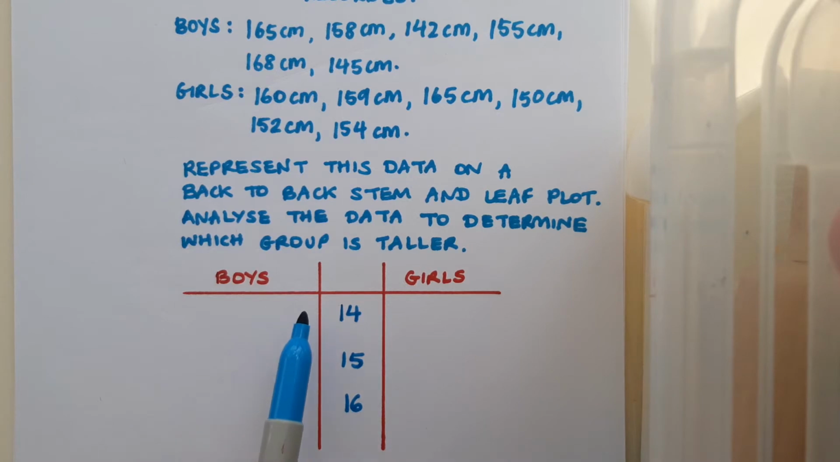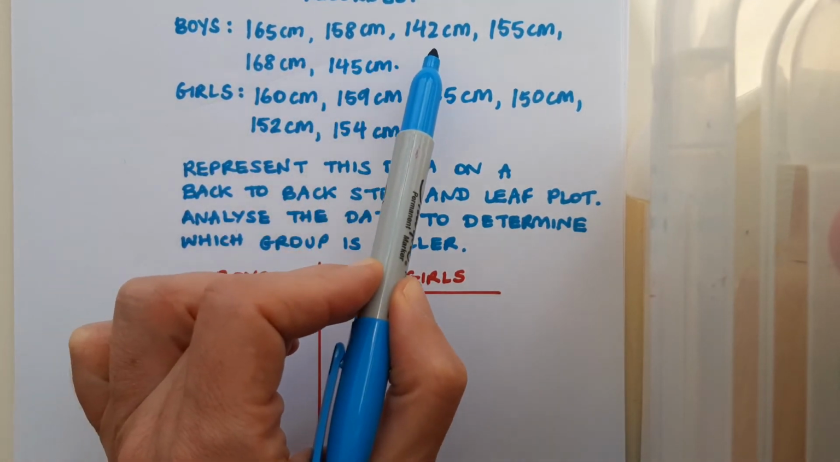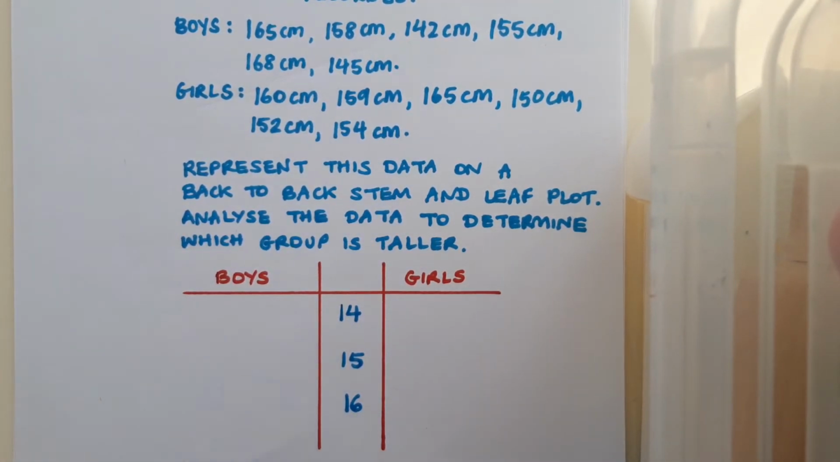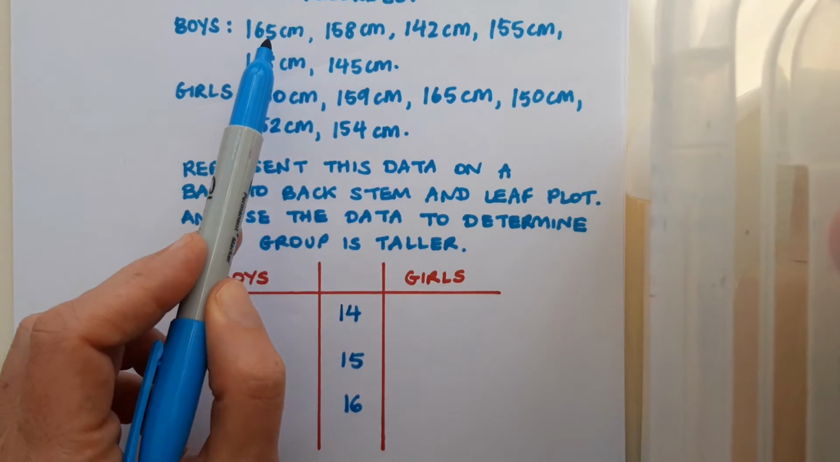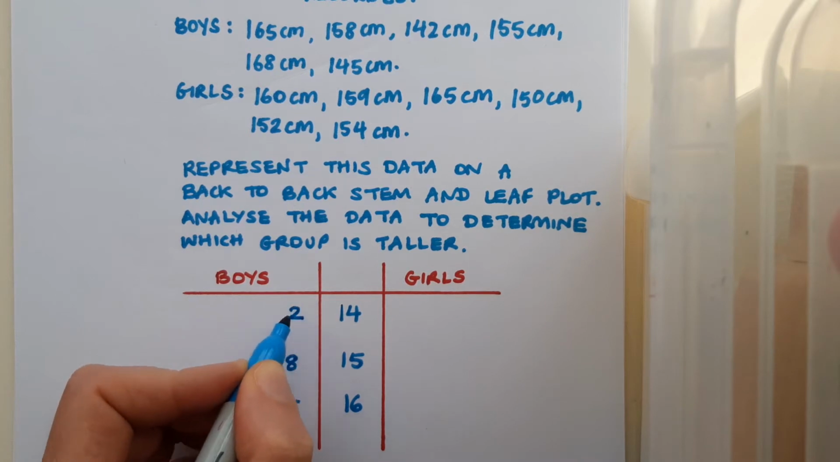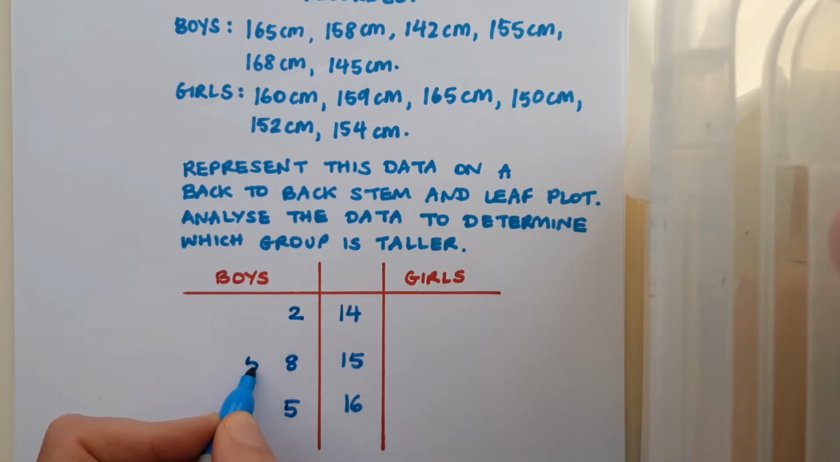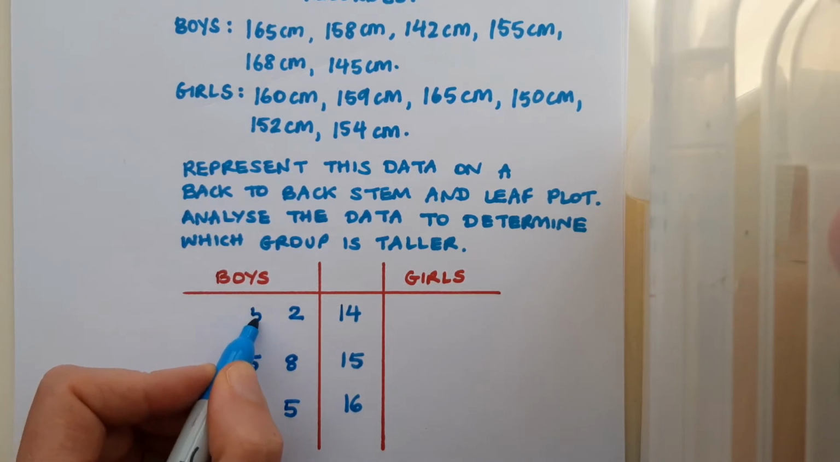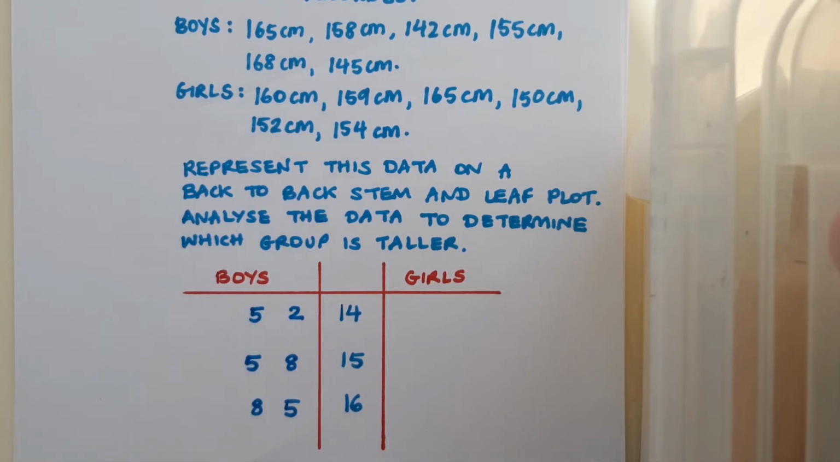And now I'll fill in the value at the end of each height to complete the measurements. I'm going to start with the boys group here on the left, and going through my data as it's presented to me, 165 is my first value, so 165, then 158, 142, 155, 168, 145. So I have the rough version of my boys' information put in now. And now I'll go to the girls' information.